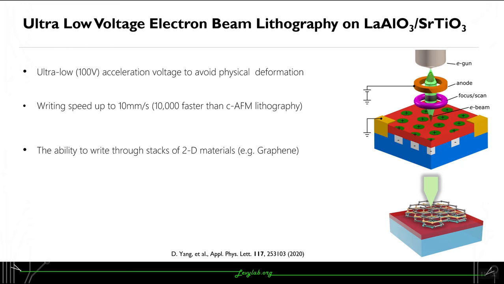Another technique for writing nanostructures on lanthanum aluminate strontium titanate that has been developed recently is ultra-low voltage e-beam lithography. Here we replace the biased AFM tip with an electron beam to sketch the device. The interface below the exposed region becomes locally conductive. We use a low acceleration voltage of about 100 volts to avoid causing physical deformation to the sample. Compared to the conductive AFM lithography technique, this technique offers much higher writing speeds that can reach 10 millimeters per second, which makes it more convenient for creating large two-dimensional devices. This technique also allows for writing through stacks of two-dimensional materials.